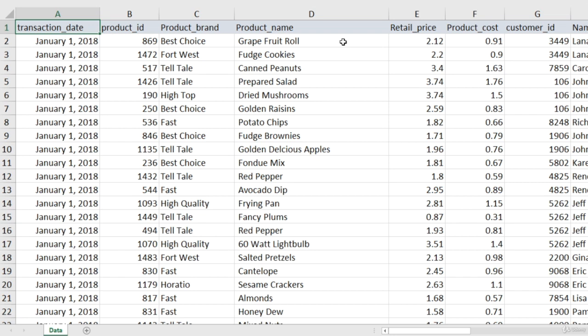So what we are going to do, let us first understand that, and for that, first of all, let us take a look at the data that is available on this particular Excel sheet. So if you take a look, the first column is transaction date. So basically this sheet contains all the sales transactions that the business has made.